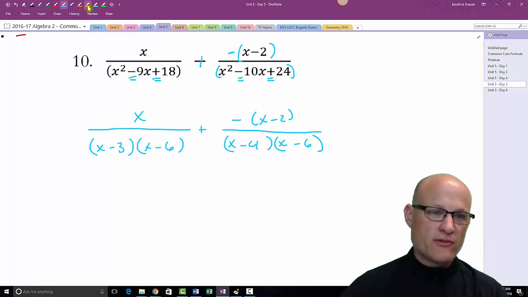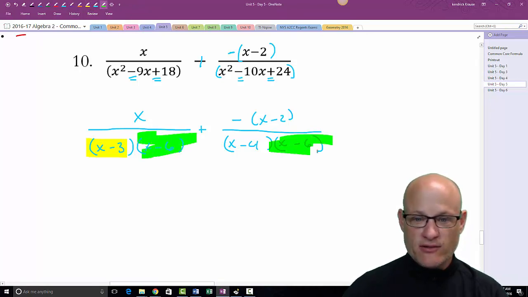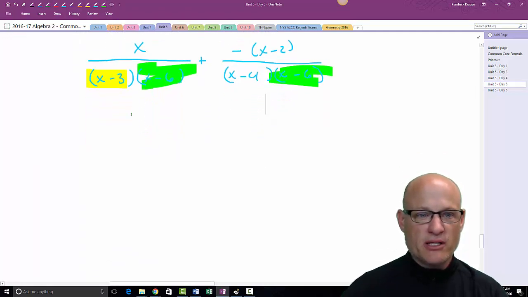All right, so let's see. I see a minus 3. Don't see another minus 3. I see a minus 6 and a minus 6 and a minus 4. So all of those pieces need to be in my common denominator.